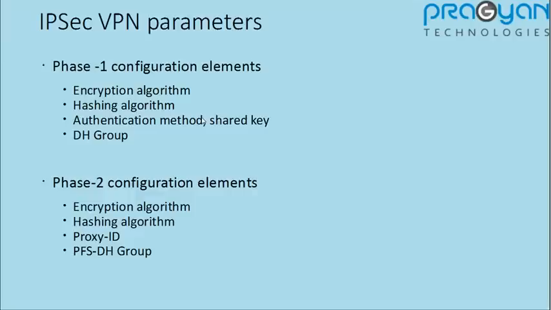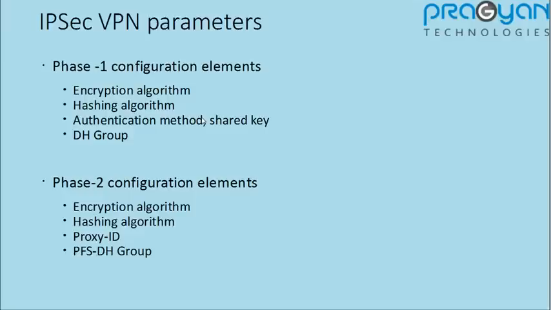Okay, and then in phase 2, there is an optional parameter called perfect forward secrecy, PFS. So if you use PFS, then in phase 2, you are going to have a second Diffie-Hellman key exchange, and you are going to generate a new key every time phase 2 happens. So that means your phase 1 key, the master key, is not going to be used for encrypting your data. The new key is going to be generated every time. So it makes your VPN more secure, but it's more resource intensive.